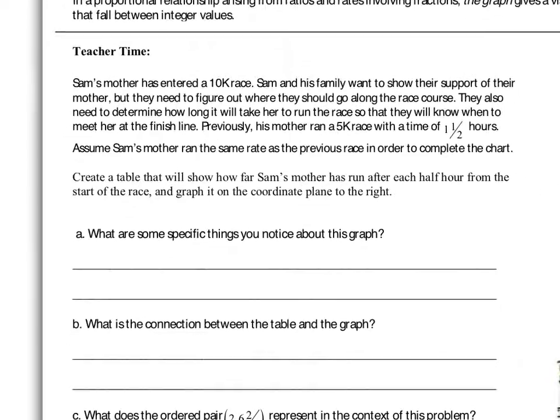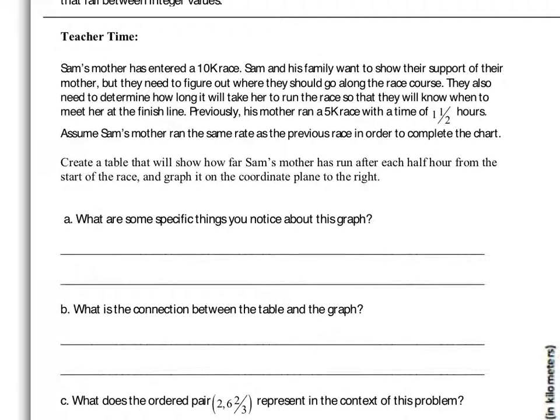Alright, so look at this first problem. Sam's mother has entered a 10K race. Sam and his family want to show their support of their mother, but they need to figure out where they should go along in the race course. They also need to determine how long it will take her to run the race, so that they will know when to meet her at the finish line.